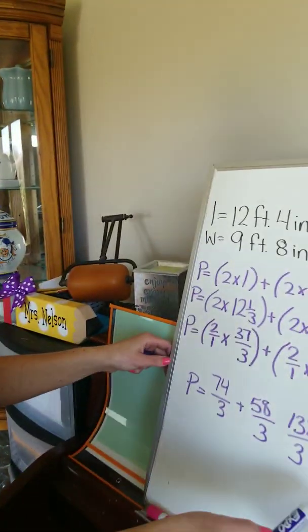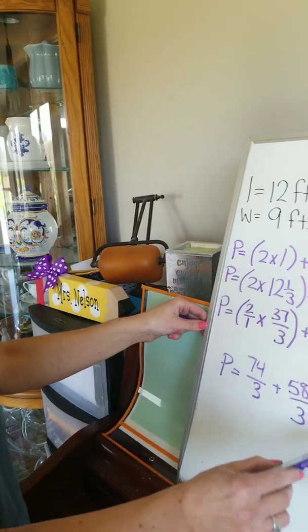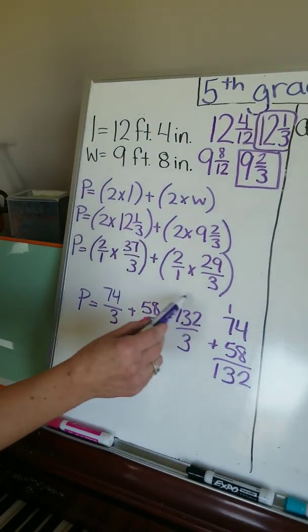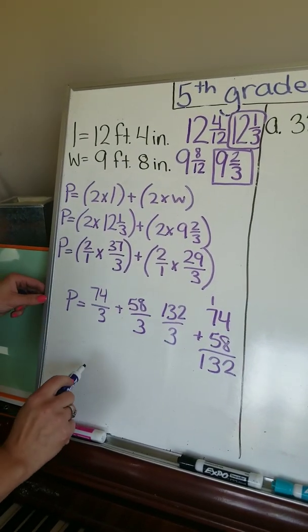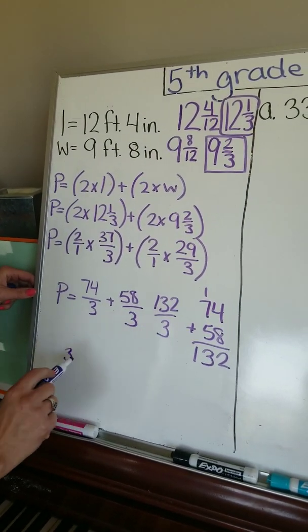Okay, so I have 132 over 3. I'm going to make sure, okay? Can I leave it like that? No, I have to do division to figure out my answer. So 3 into 132.